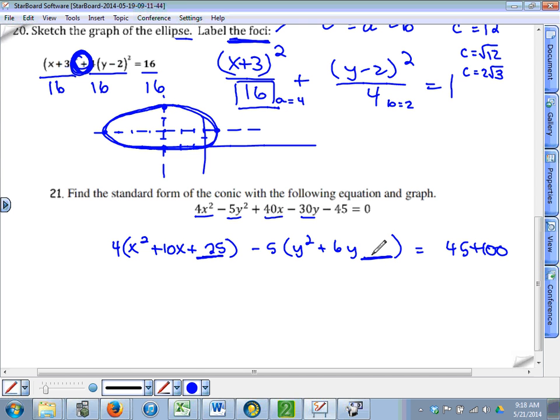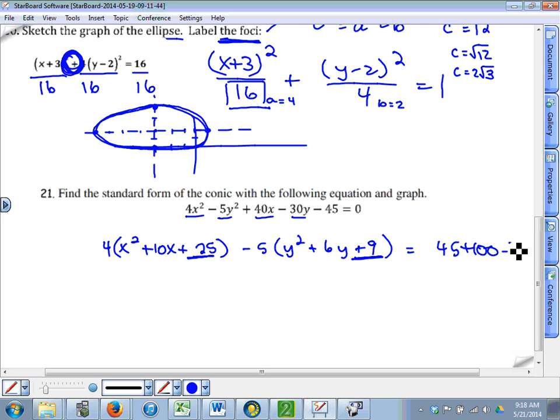Now here, it's going to be 9. If you take 6, divide it in half, then square it, you get 9. But it's really a negative 45 when you multiply it with that negative 5. Well, that's kind of nice. The 45s are gone.